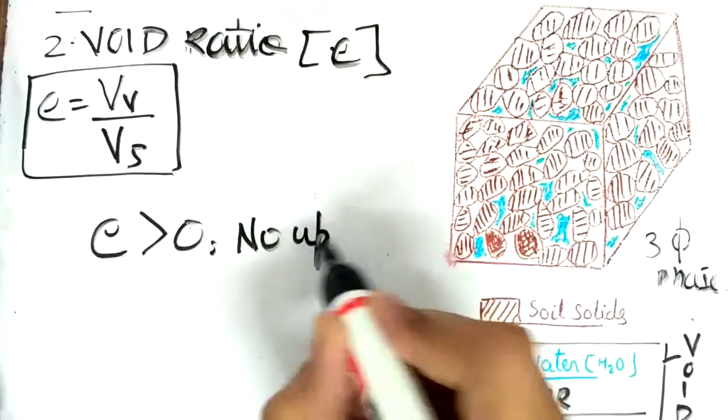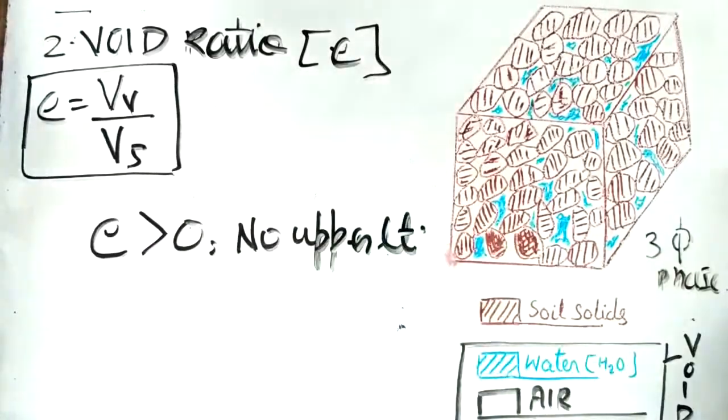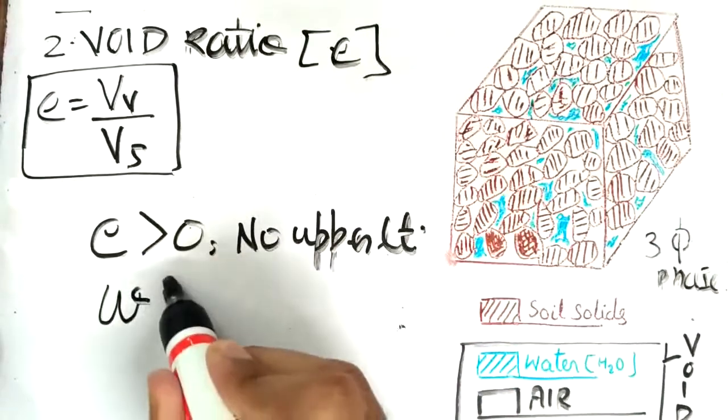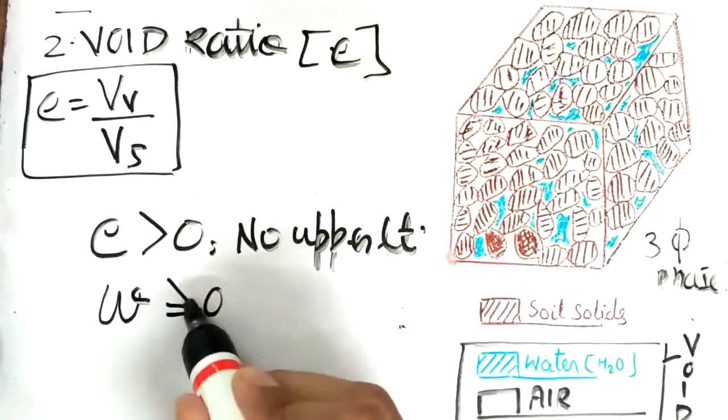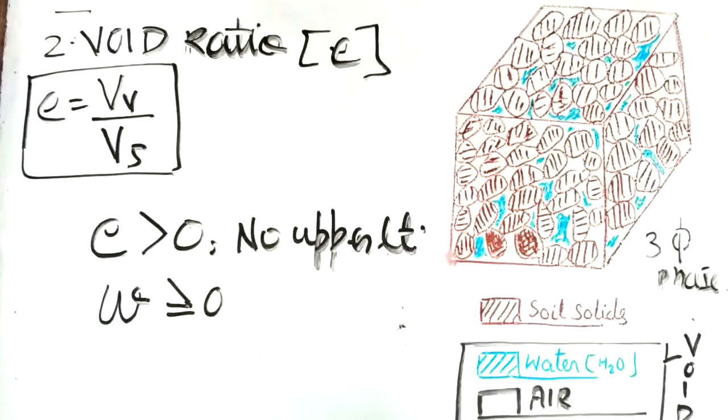In the previous case of water content also we were having no upper limit, but in water content we were having that water content can also have a 0 value. So that's why we had put a sign greater than or equal to there. But in this case we cannot have E equal to 0. I hope this is clear.